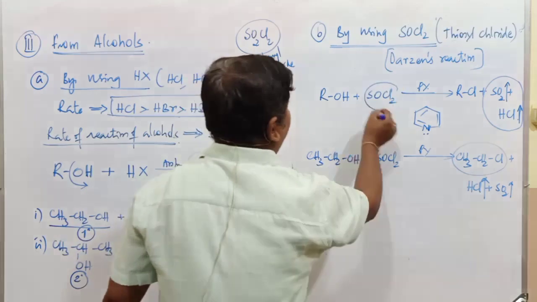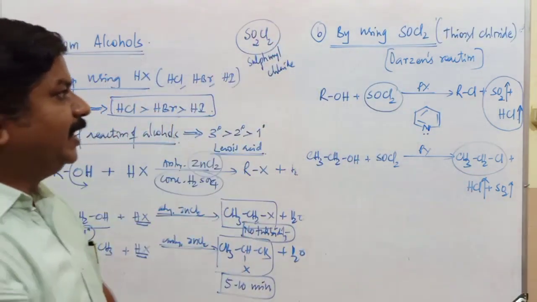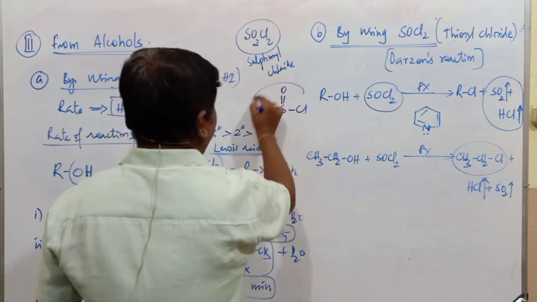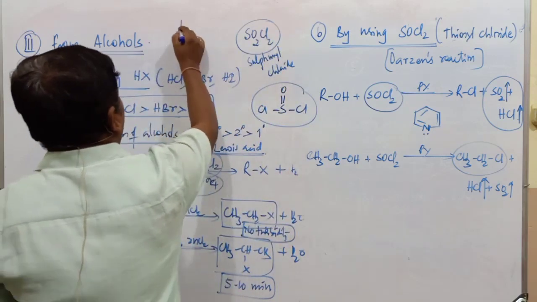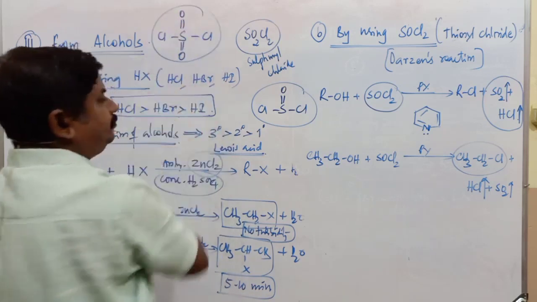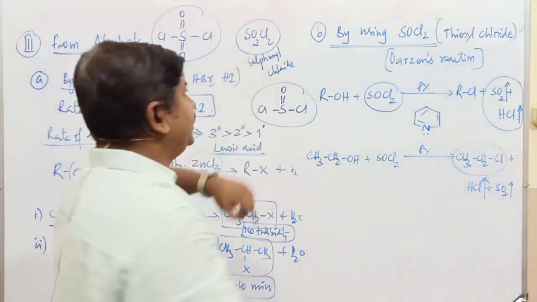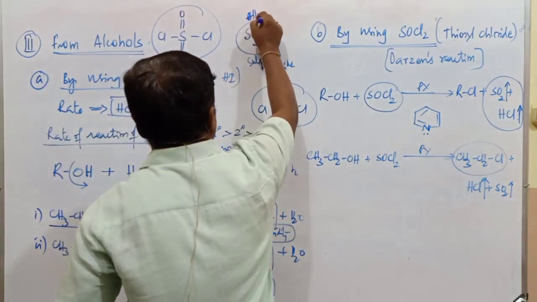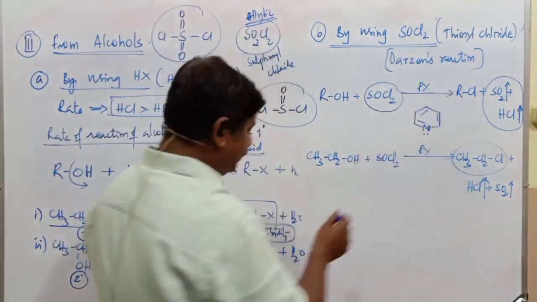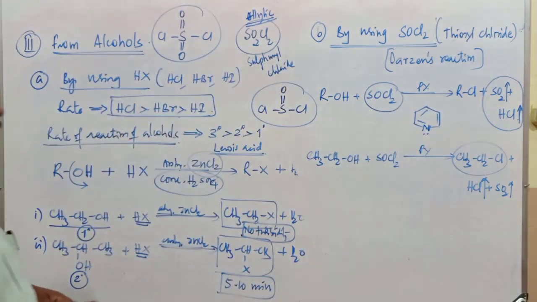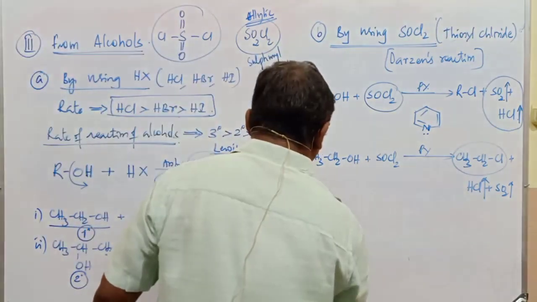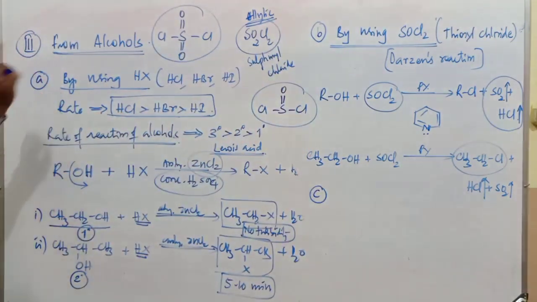Don't get confused between this compound and this compound, SO2Cl2 and SOCl2. The structure of SOCl2 has a double bond to O, and Cl and Cl. The structure of SO2Cl2 has double bonds to O, and Cl and Cl. SO2Cl2 is used in the case of allylic substitution, as I just mentioned, and SOCl2 is used for the preparation of haloalkane from the respective alcohol compounds. And next, the third method for the preparation of haloalkane from the same alcohols.